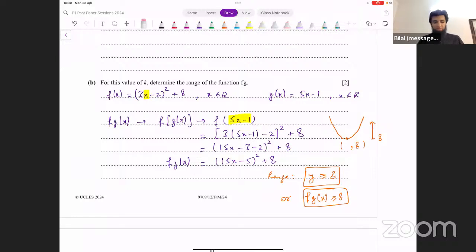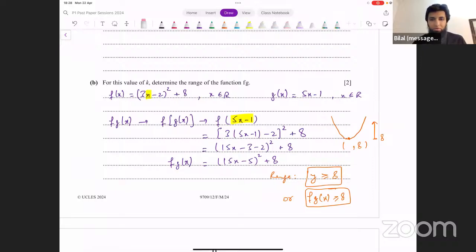Batul, can you mute yourself again? I can't find the option to mute you from here, unfortunately. Okay, now I find it. All right, good. That was part B.